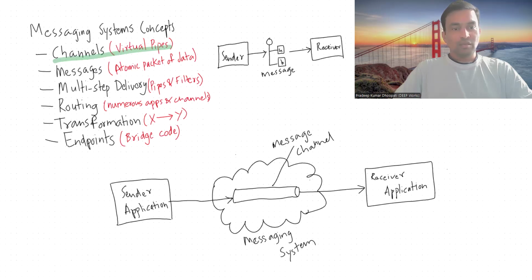And the next concept is a message. A message is an atomic packet of data which a sender application intends to send to the receiver, and it has to divide the data into small packets, wrap it as a message, and send it over a channel so the receiver will receive it.